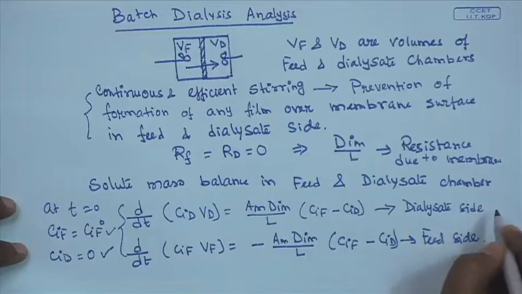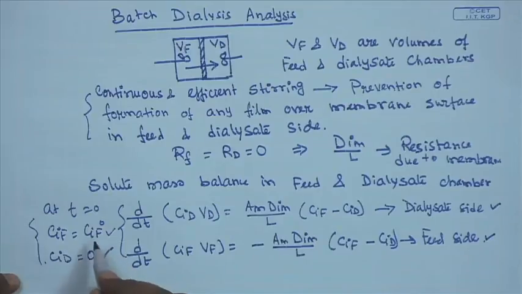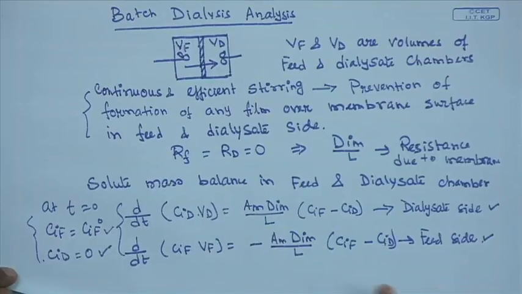Once that is done, we compare the profile with the theoretically calculated profile of the solute concentration on the dialysate side, and then we evaluate the value of diffusivity in the membrane matrix of the solute I. So, we have written down the mass balance equation on the dialysate side, and the mass balance equation on the feed side, and we have set the boundary and initial conditions for both equations. Vd and Vf are the volumes of the dialysate side and the feed side respectively, and they are treated as constant.